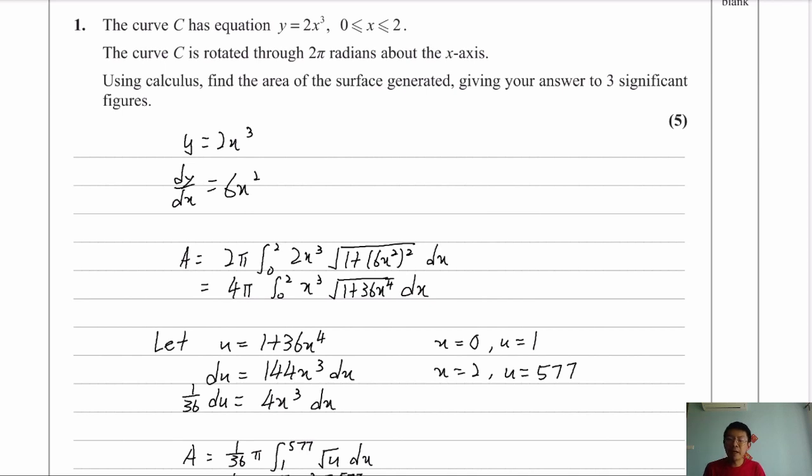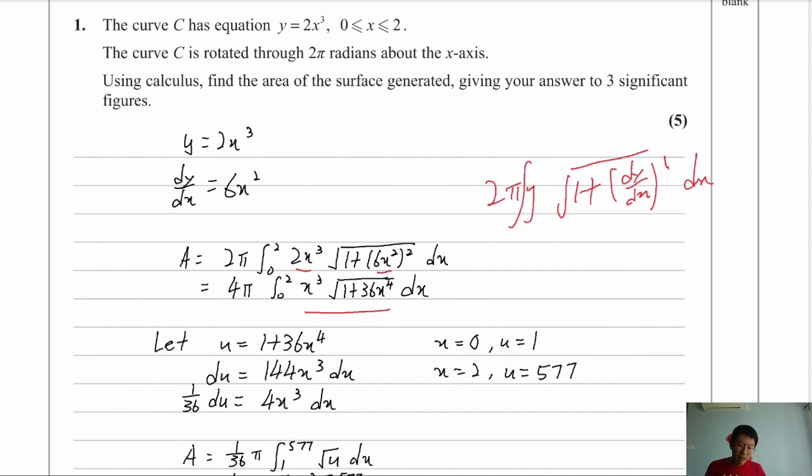When we want to find the surface area, we need to use 2 pi. In this case, it's generated about the x-axis, so we have 2 pi y. Okay, 2 pi integrate y times the square root of 1 plus dy/dx squared. We know dy/dx is 6x squared, so we substitute it in here, then tidy a little bit, and this is the expression that we get.